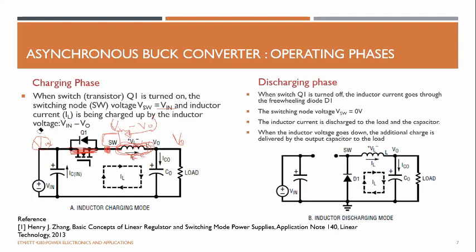Once we are satisfied with the inductor charge density, the inductor has stored energy, so we can reuse its stored energy in the discharging mode. In the discharging mode, what you do is just turn off this switch. So it is an open circuit, which means nothing is connected to the source side. This side is disconnected.